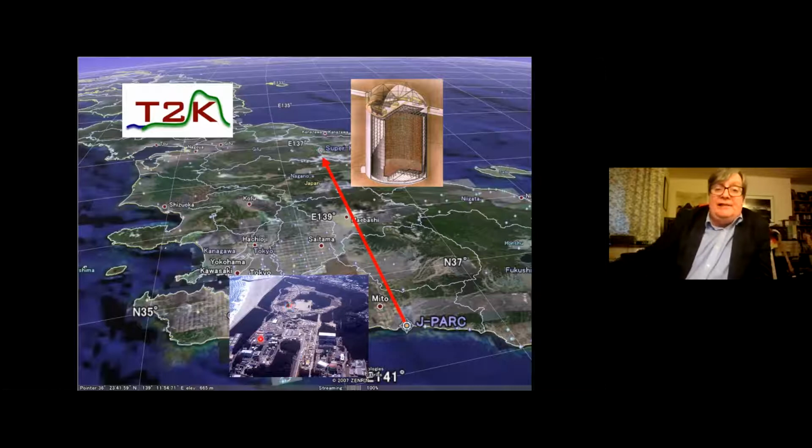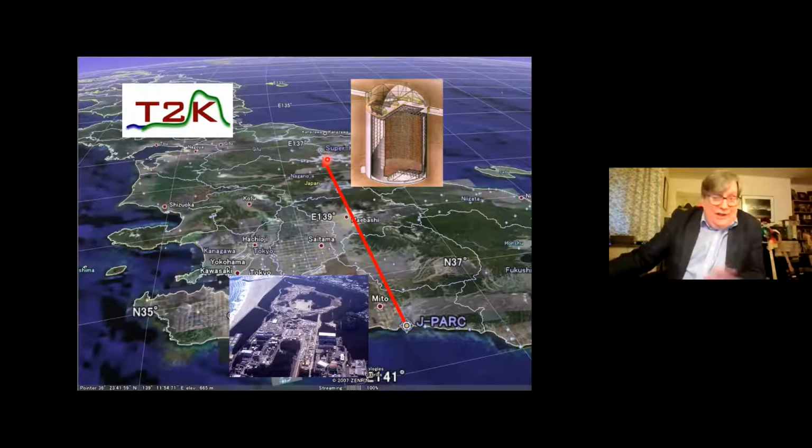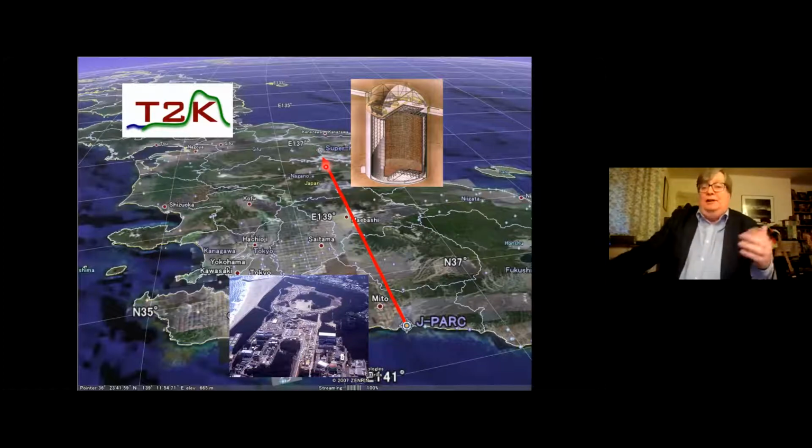We did that so we could fire a neutrino beam from J-PARC 295 kilometers across Japan underneath the ground to hit Super-Kamiokande, all right? And the idea was to build a muon neutrino beam using the proton beam at J-PARC and look for the appearance of electron neutrinos in Super-Kamiokande.